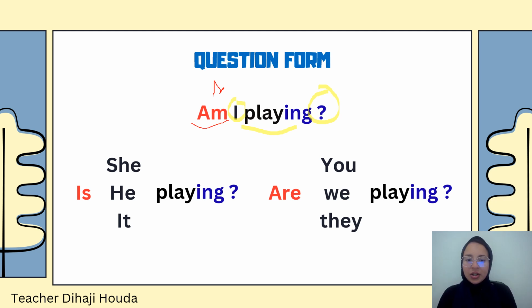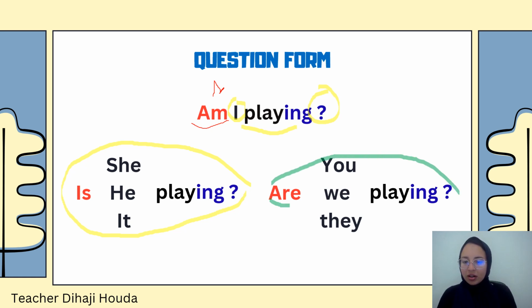The same thing applies here for she, he, and it. We start with the helping verb is, because here we have she, he, and it, plus the verb plus ing, question mark. Then here we have what? Because we have you, we, and they, we start with the helping verb to be in the form of are. So the question would be, are you playing? Are you playing now? Okay, perfect.